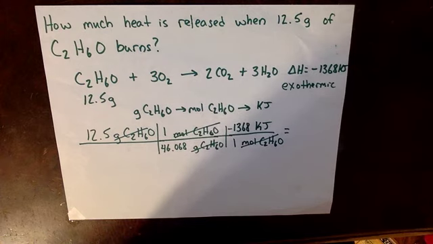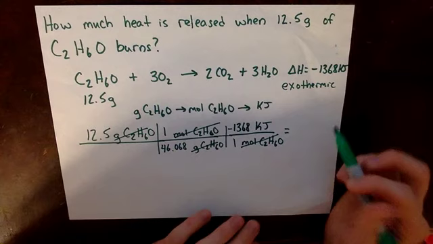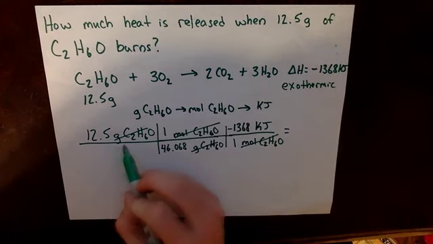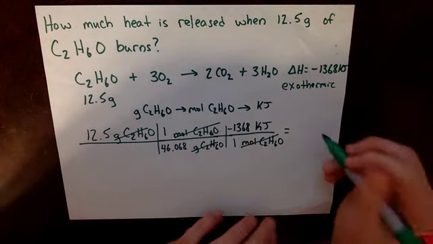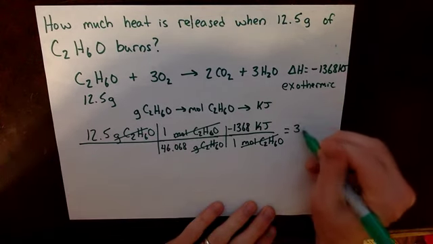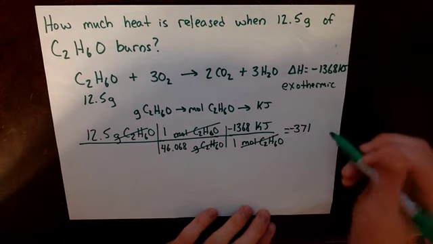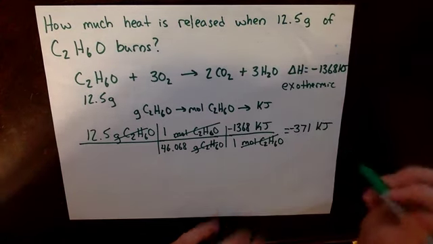So let's see what we get. And we'll just round it off. It turns out that when you combust 12.5 grams of C2H6O, you will produce 371, and that's a negative because it's being released, negative 371 kilojoules of energy.